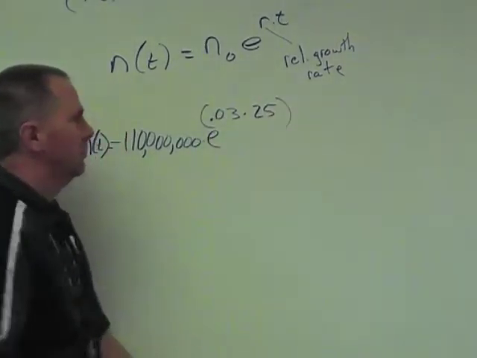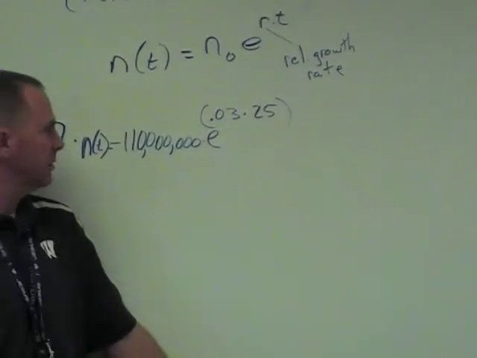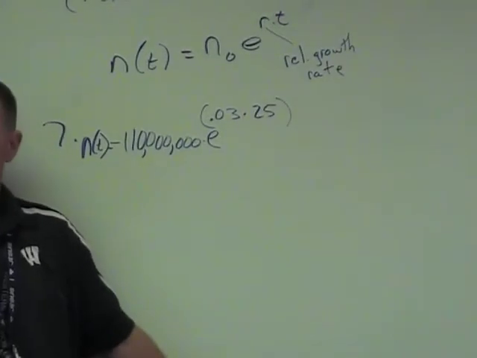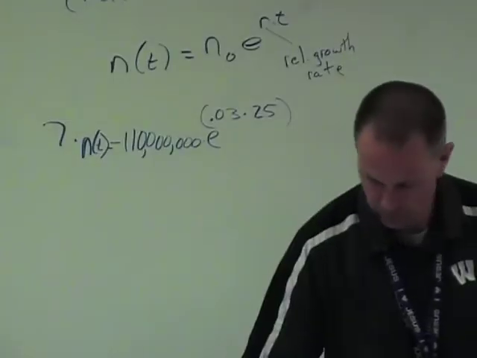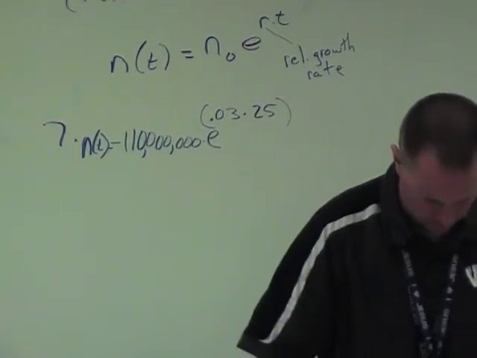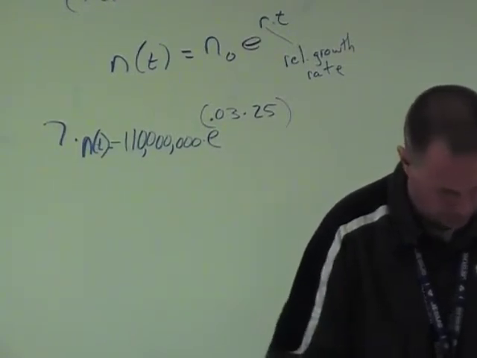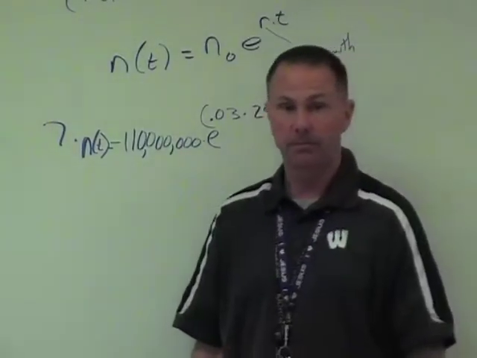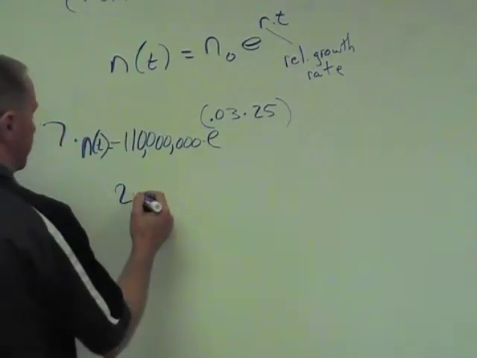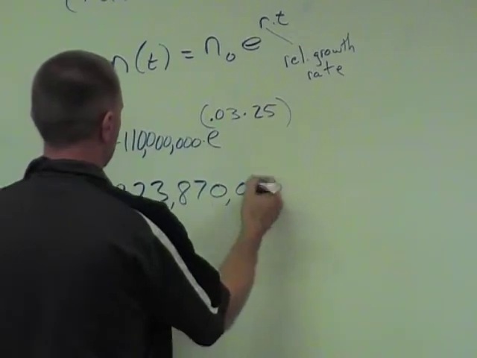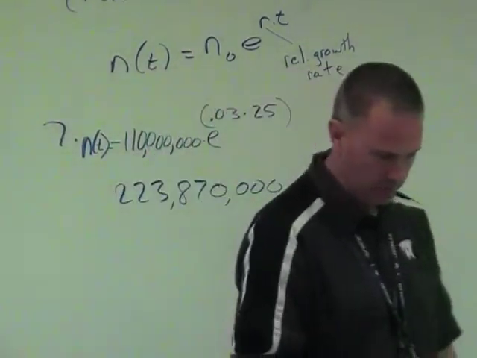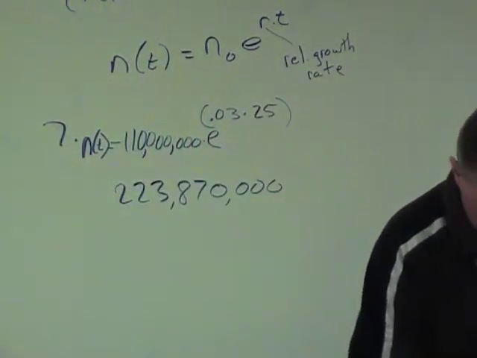e to this amount, 0.03 times 25 times 110 million. You should get an answer. Work it out. Tell me what the answer is. 232,870,000, or to estimate 233 million. Is it 33 or 23? No, 33. 232, 232.